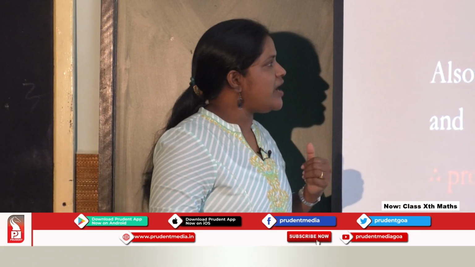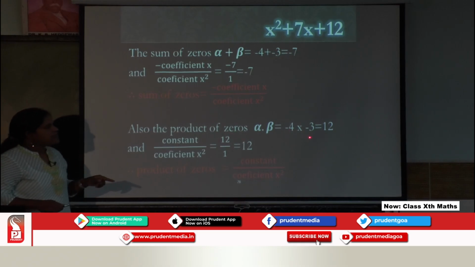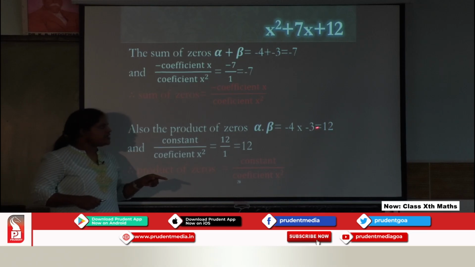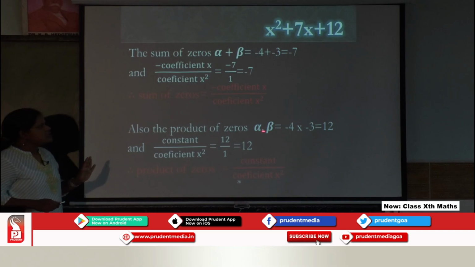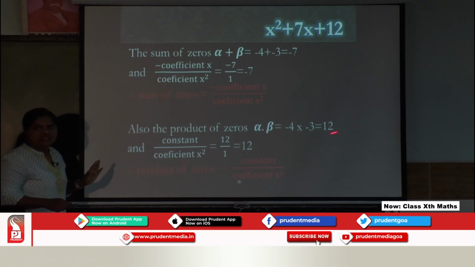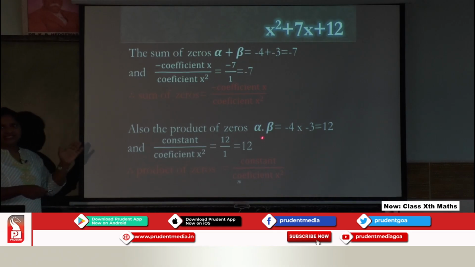Then we are supposed to verify for the product of zeros. Now, how do I verify? The product of zeros, that is alpha multiplied by beta, so minus 4 multiplied by minus 3. 4 into 3 is 12. Minus into minus is positive. So, what do I get is 12. So, I get the product as 12 if I directly multiply the zeros.